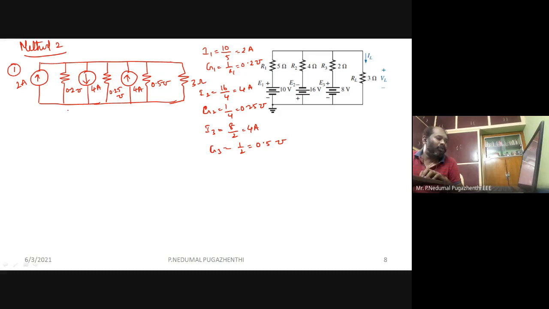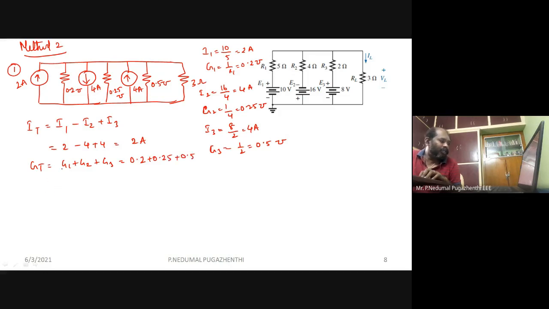Okay, so now this is your value. So what I can do, I will add to find the total current. What is that? I1 minus I2 plus I3. So what is it? 2 minus 4 plus 4, which is going to be 2 amperes. What is your G total? G total is equal to G1 plus G2 plus G3. So it is going to be 0.2 plus 0.25 plus 0.5.